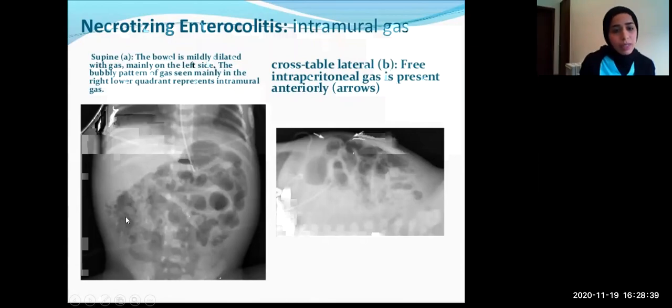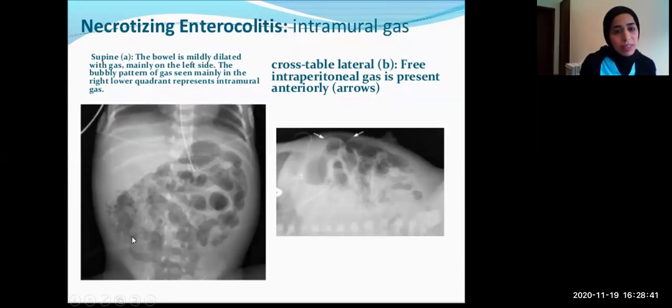Additionally, you have to outline this bubbly appearance related to the bowel. And in premature, newly born babies, this appearance is a very typical finding in necrotizing enterocolitis, which is NEC. And this is suspicious for intramural gas. Intramural gas, that means within the wall rather than intraluminal.